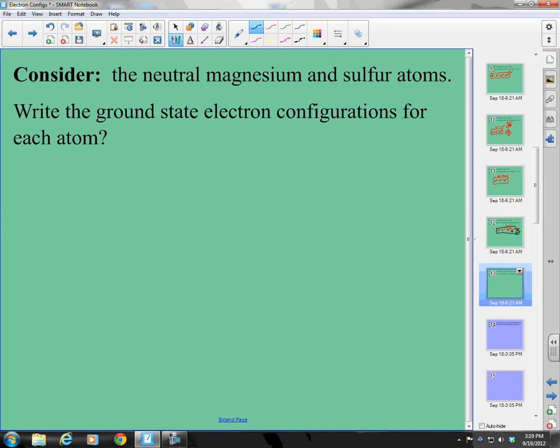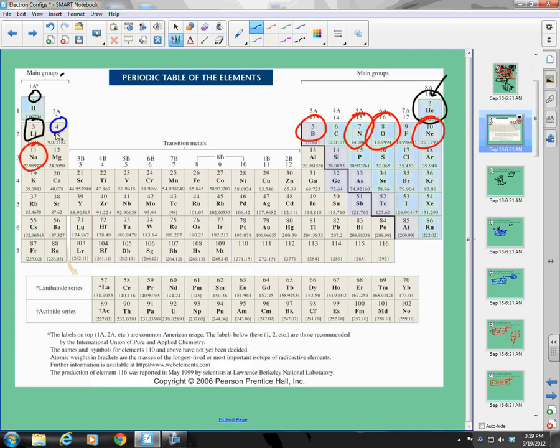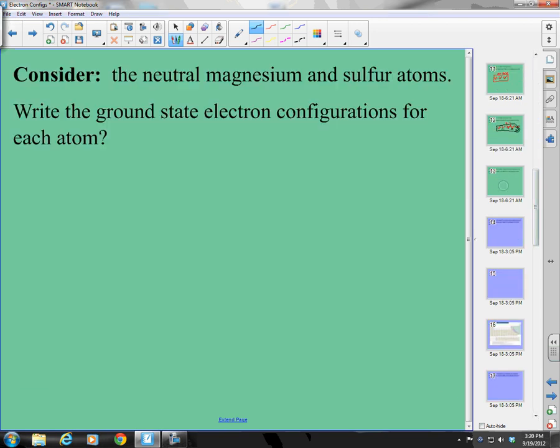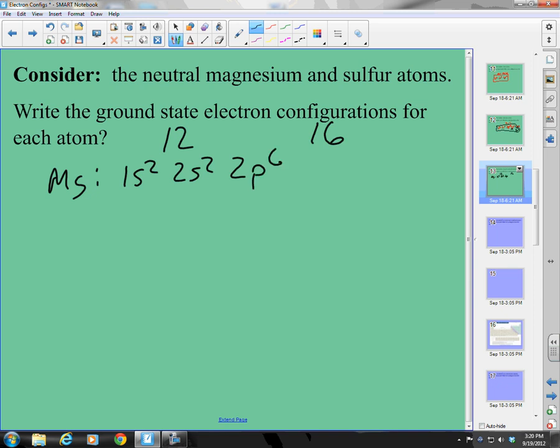Okay, magnesium. Magnesium is where? 12, and sulfur is 16. Okay, 12 and 16. Magnesium, 12. Sulfur, 16. So magnesium is going to be 1s2, 2s2, 2p6. What comes after 2p6? 3s. And how many? 2. Good. That's magnesium.